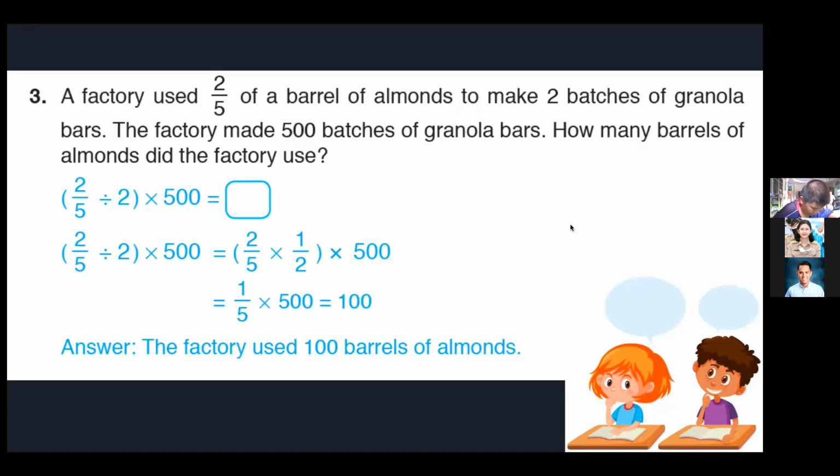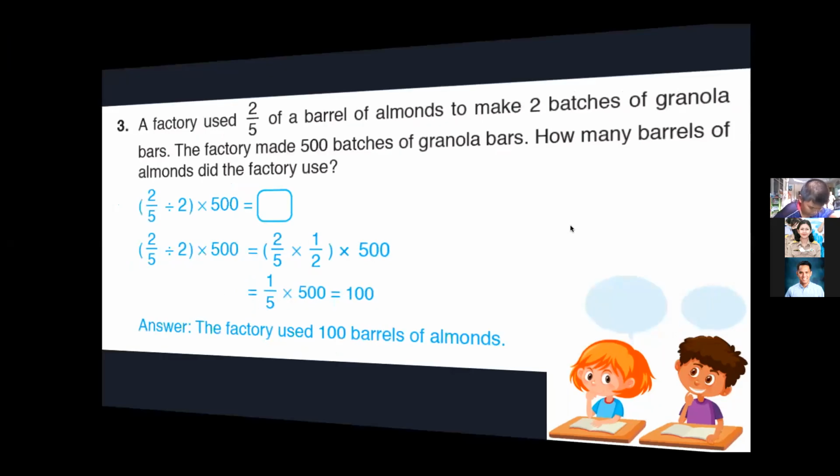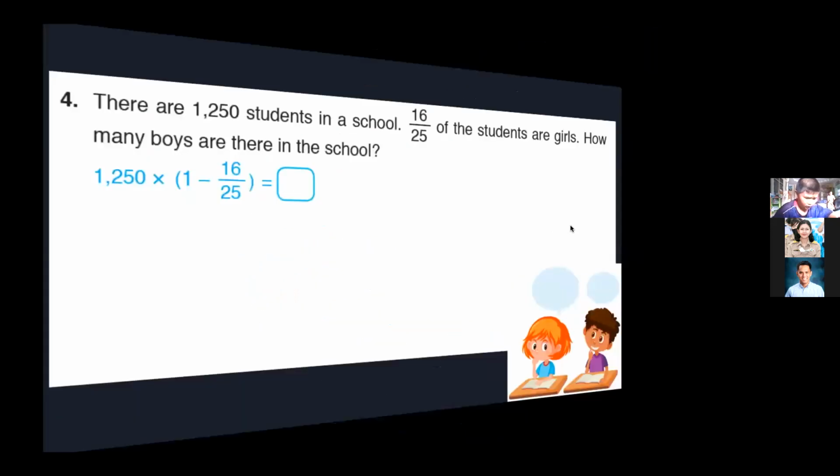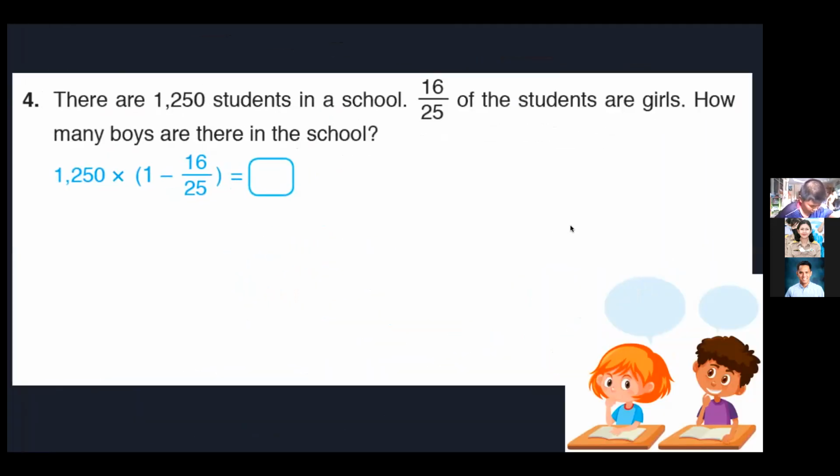Okay, let's have number 4. Okay, there are 1,250 students in a school. 16/25 of the students are girls. How many boys are there in the school? So the number sentence, you have 1,250, the number of students, and then you will subtract 16/25 of 1,250, or 16/25 from 1, which is 1 whole, the whole number of students.